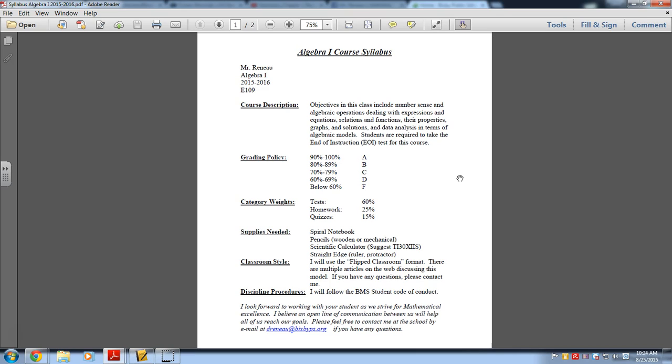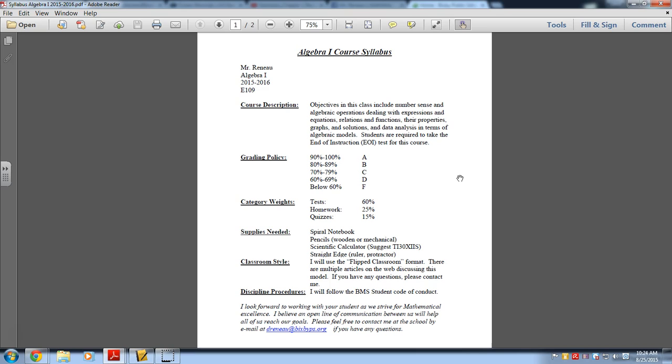Course description, I'm not going to read through this document to you. We're all great readers. Grading policy is very basic. 90 to 100 is an A, 80 to 89 is a B, 70 to 79 is a C, and so forth. One of the important parts of this syllabus is the category weights. Our tests will mirror the test and homework and quiz values of the high school because this is a high school credit class. So tests are 60% of the grade, homework is 25% of the grade, and quizzes are 15% of the grade.